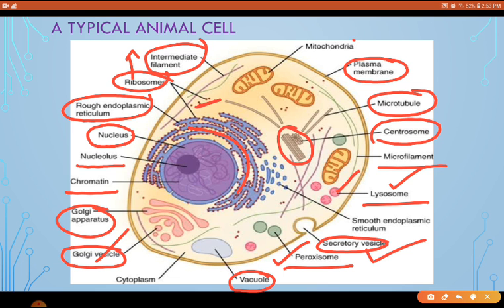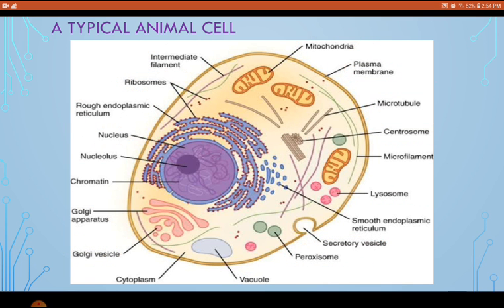The next important structure is mitochondria. This is known as the powerhouse of the cell because it's concerned with the cellular respiration and production of ATP. ATP is the energy of the cell, energy of the life. This is the ready to use form of the energy. By using this ATP, the cell is able to perform its vital activities which are very much necessary to be alive.